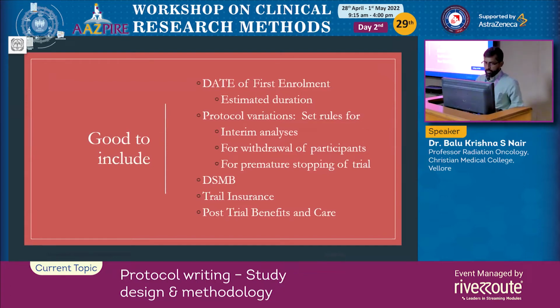Trial insurance, I mentioned earlier. It's also important in interventional studies. These are for major studies. There should be post-trial benefits. That is, if you have done an intervention and that intervention is useful, say you wanted to give capecitabine to a patient for 6 months and see whether it's benefiting in metastatic breast cancer or whatever, and you find that the intervention arm is doing well. After 6 months, you cannot just tell them, see, trial is over, I can't give you these tablets. That is not ethical.